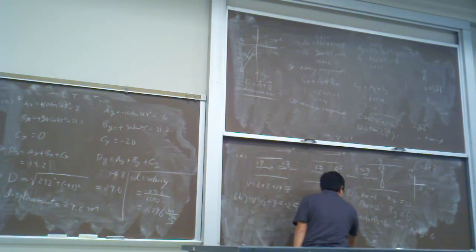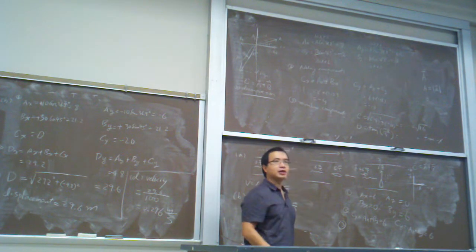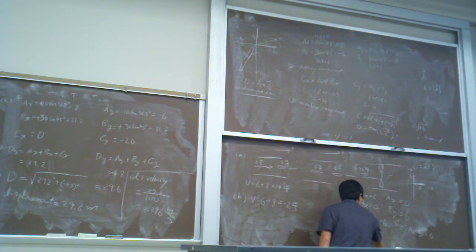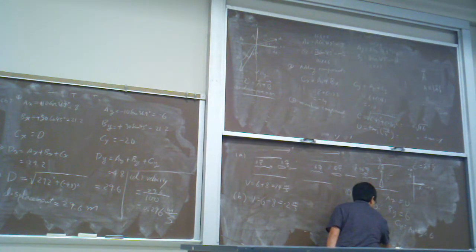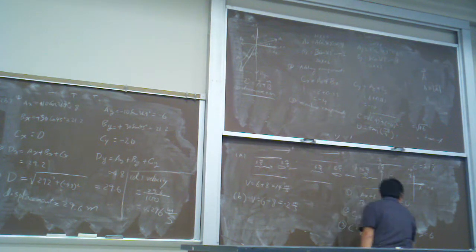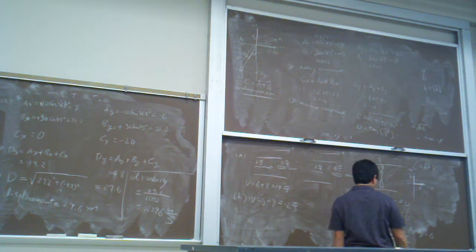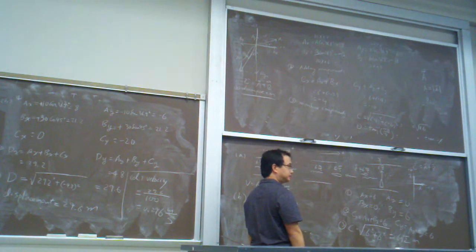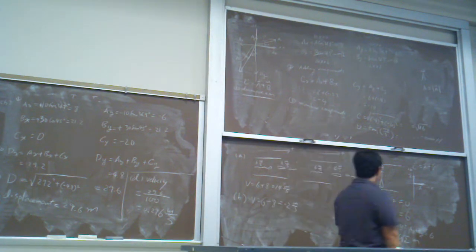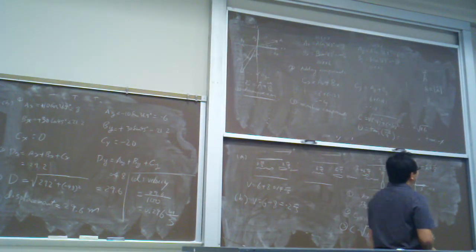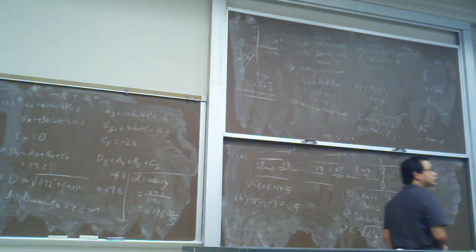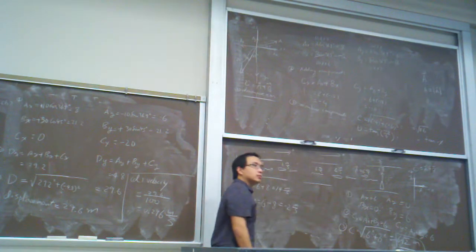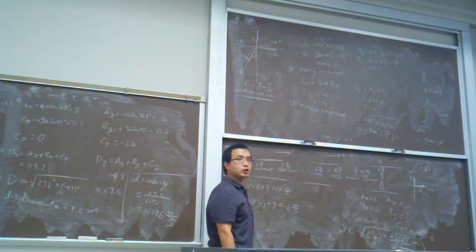The last stage is to find the magnitude from Cx and Cy using the Pythagorean theorem. So C equals the square root of 6 squared plus 6 squared, which is 6 times the square root of 2 meters per second. So the velocity of the boat relative to the ground should be 6 square root of 2. Any question here?